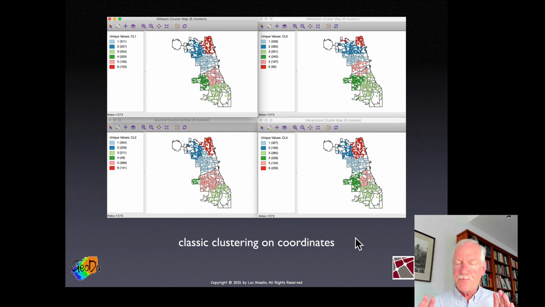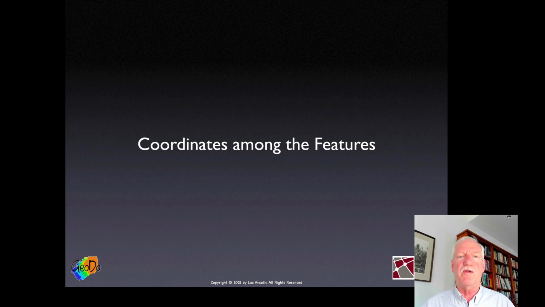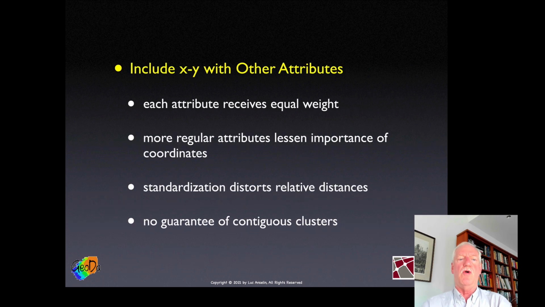Clustering on coordinates is solving a location problem. Do not transform the coordinates and make sure that they are projected. The second approach is bringing the coordinates among the features, and that's also an old method. Here, unfortunately, because the attributes are typically standardized to keep them comparable, the X and Y coordinates will also be standardized. So this, as I just mentioned, distorts the relative distances in the north-south and east-west directions. And depending on the shape of your problem, this could be an important issue.